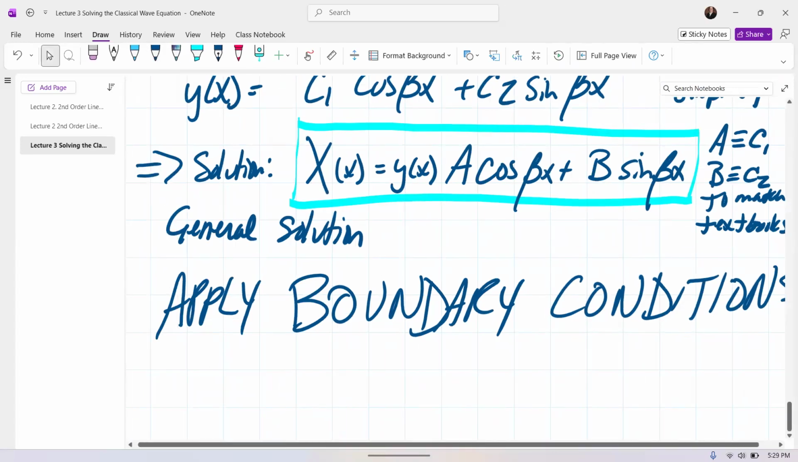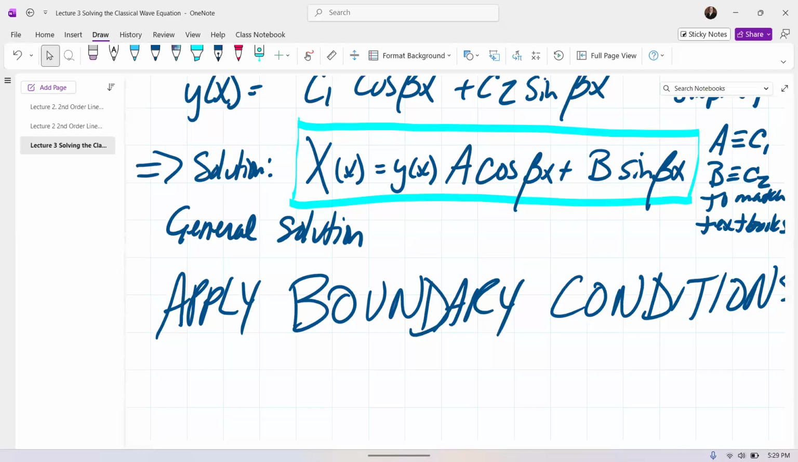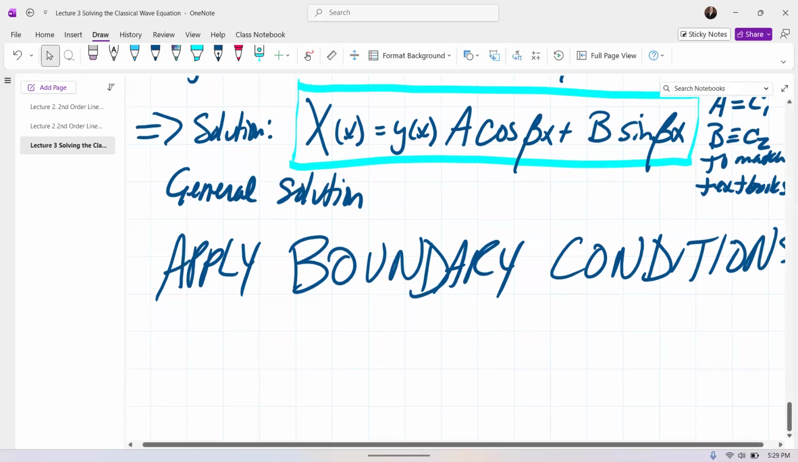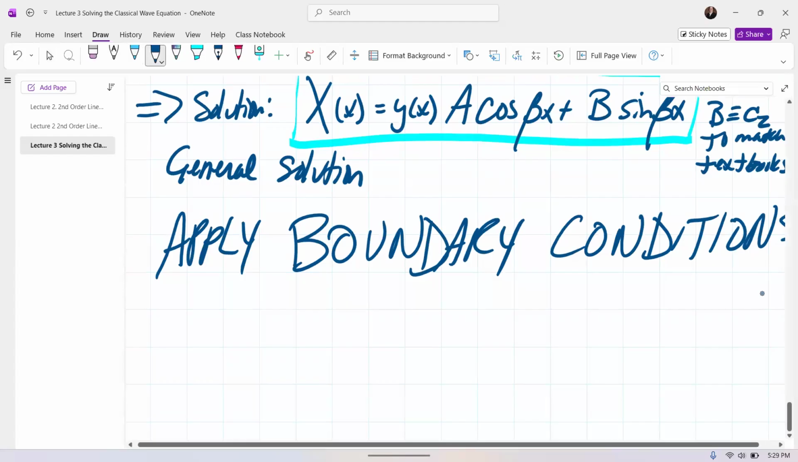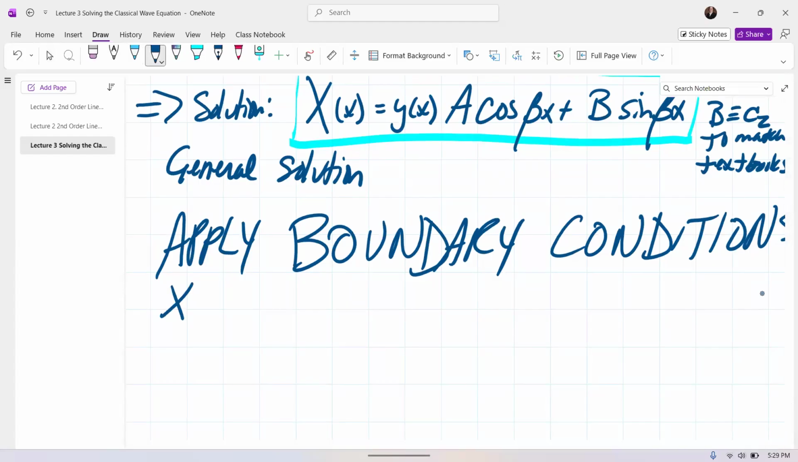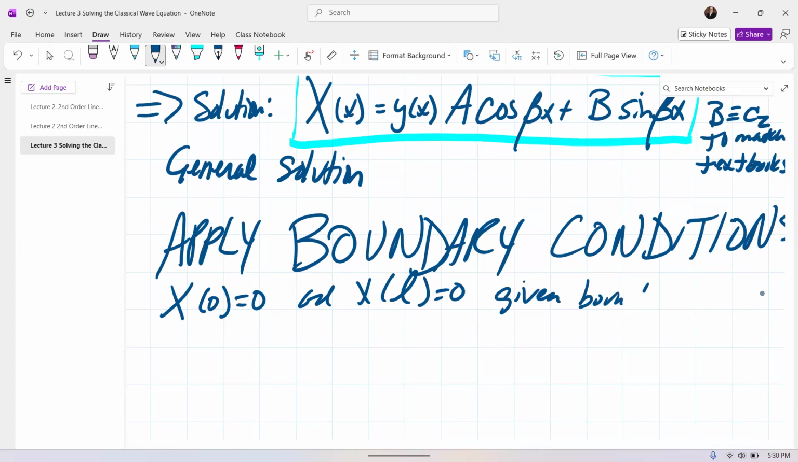So let us consider what the boundary conditions are. Those were the bounds that we had for the strings, and the bounds were the two ends of the strings are, well, bound. So let's write that up in a mathematical way. We could write x of 0 equals 0. That's the left-hand bound. And x of L equals 0. These are given boundaries for the string, as given as part of the problem.